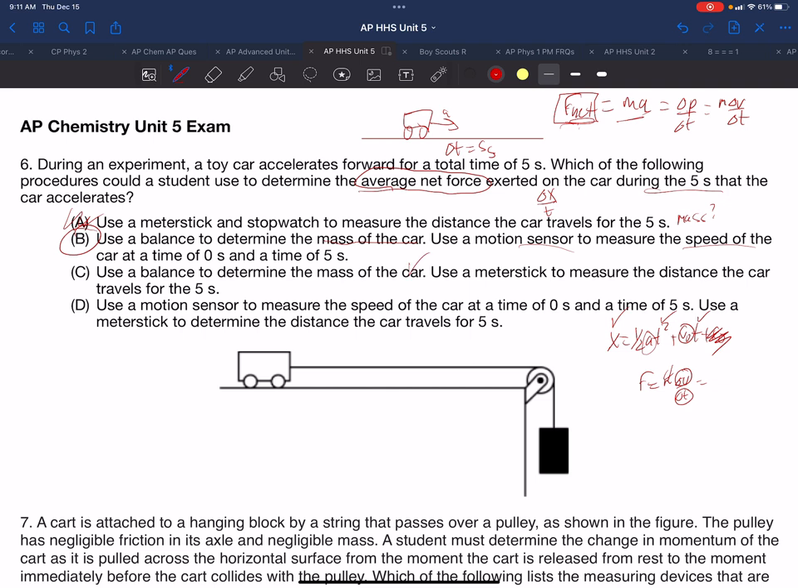Mass of the car, check. The distance the car travels. So you can see the difference between B and C is that we don't know v0. So C is out. And a motion sensor to determine the speed of the car at 0 and 5 seconds and the distance. So again, we still don't have the mass. So choice B.